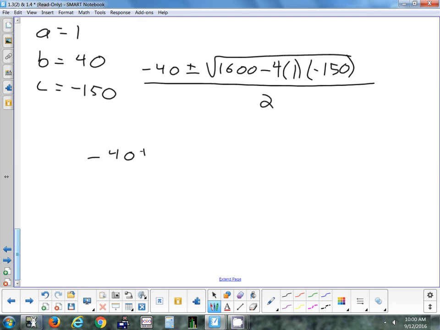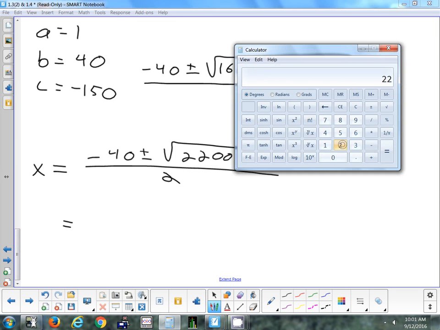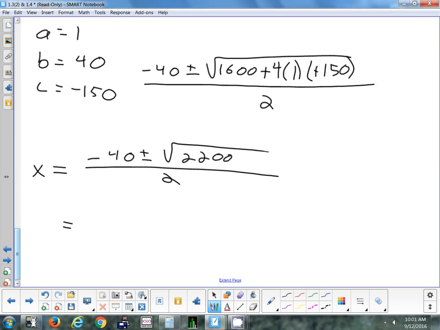So I got negative 40 plus or minus, I'm subtracting negative, so that becomes a positive. 4 times 150 is 600 plus 1600. What's 600 plus 1600? Yeah, good, 2200, divided by 2. Okay, I'm going to take the square root of 2200 and round that off at this point. 46.90.